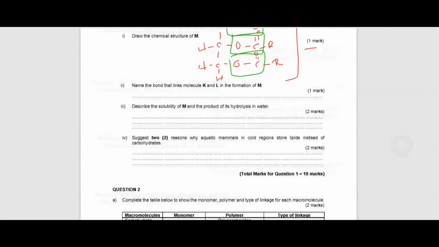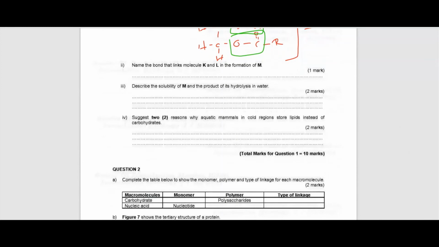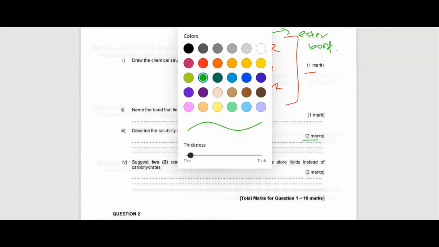Number 3, describe the solubility of M and the product of its hydrolysis in water. So M is a triglyceride. Triglyceride is a fat molecule, so obviously the fat molecule triglyceride will be insoluble in water. So that is 1 mark. The question is worth 2 marks.